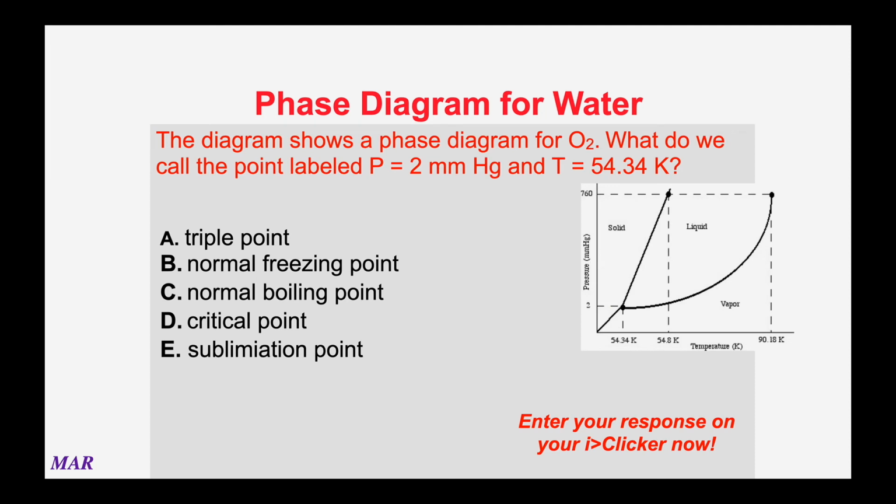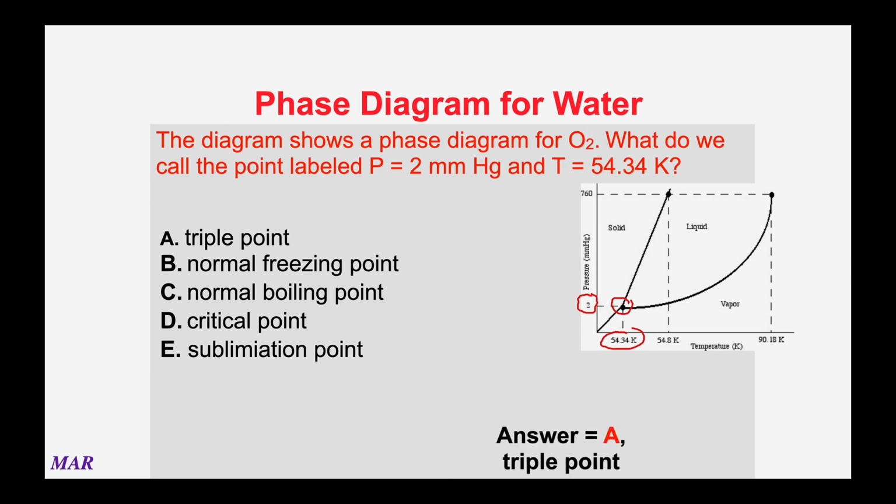So again, this is the phase diagram for oxygen, and I want you to give me the name of the point, which is where pressure is 2 millimeters of mercury. And this isn't the world's best graph, but the 2 millimeters mercury is right there. And the temperature is this 54.34 Kelvin. So, what is the name of that point? And like we just talked about, when the three phases come together at the crux of the Y, that's the triple point. All right, so that would be where the triple point is for oxygen. And again, all substances in theory have a triple point somewhere if you get to the right pressure and temperature.